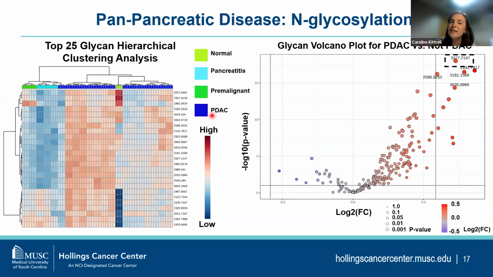So next, these are some initial results from our TMA analysis. And something I want to emphasize here is that this analysis was performed on a slide-by-slide basis rather than a core-by-core basis, just to get some initial trends. Each of these slides was homogeneous as far as pathology, pancreatic cancer versus normal adjacent versus premalignant versus pancreatitis, just to give you an idea of the general trends of our N-glycome.